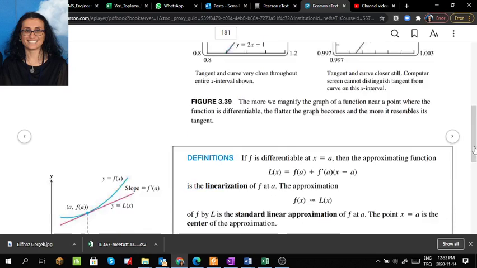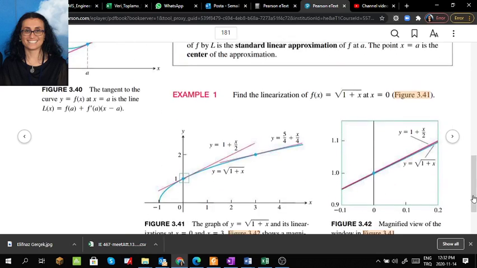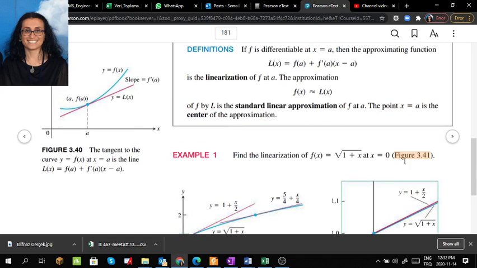Let me show you another picture, because you need to get the picture idea first. Here, this is y is equal to f of x, this is the point a, f of a, and this is the tangent line. Around this a, these two curves get very close to each other. They almost take the same values around this point a.